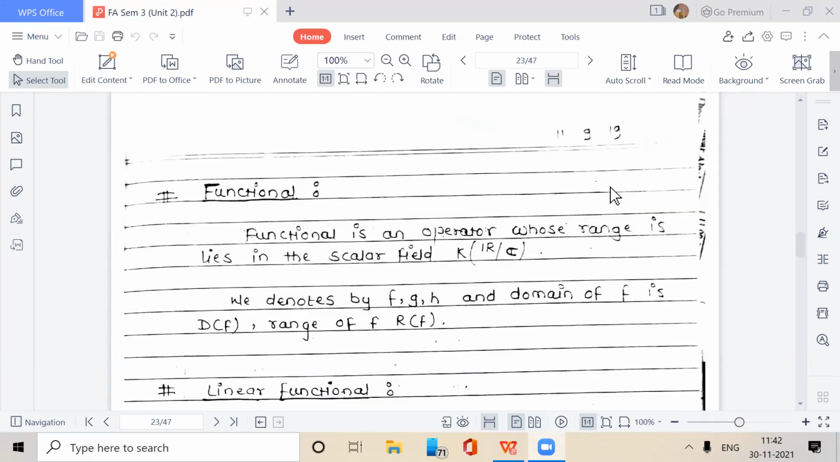For the theorems in this title, we need to know some definitions. First definition is functional. Functional is an operator whose range lies in a scalar field K. We say functional is an operator because every field is a vector space over itself, and field in functional analysis is generally R or C, so that we can call functional an operator. Functional is an operator whose range lies in the scalar field of the domain, where domain lies in a vector space.